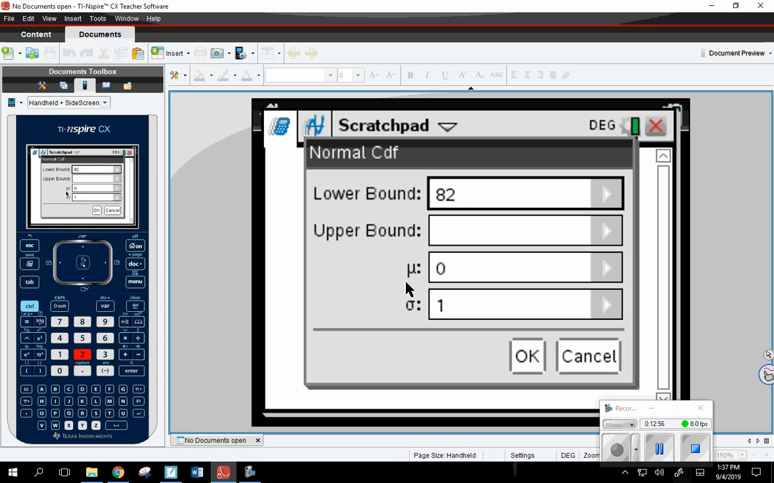I'm going to go ahead and type in 82, but I need both an upper and a lower bound. What do I do if there's no upper? Remember, just fill it up with nines. I know it sounds ridiculous. 9, 9, 9, 9, 9, 9, 9, 9, 9. Okay, there we go.